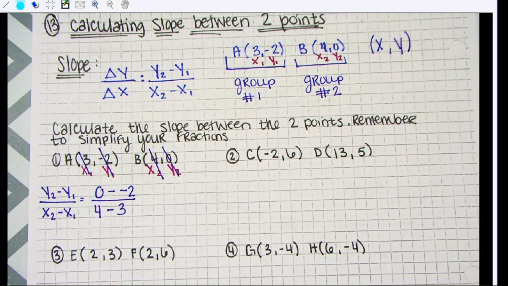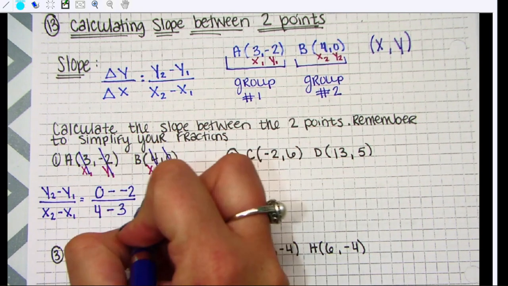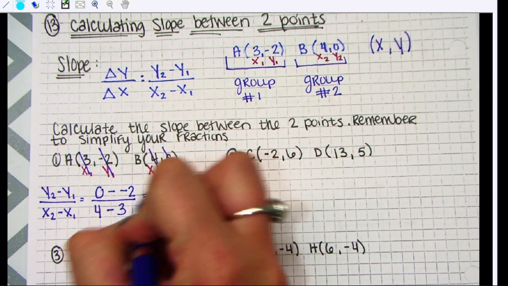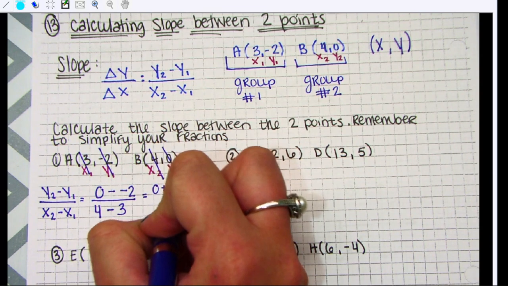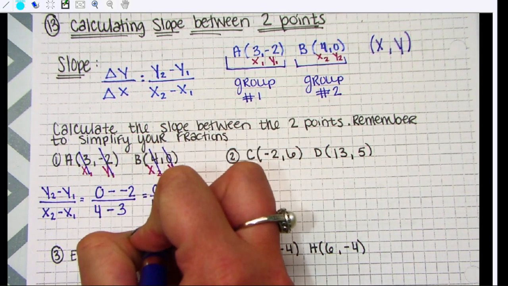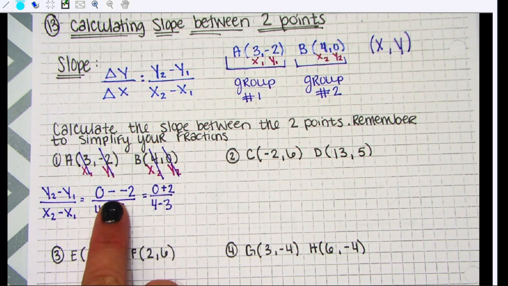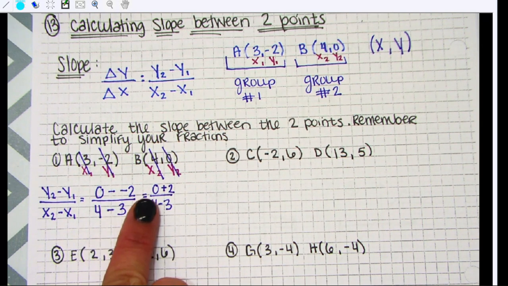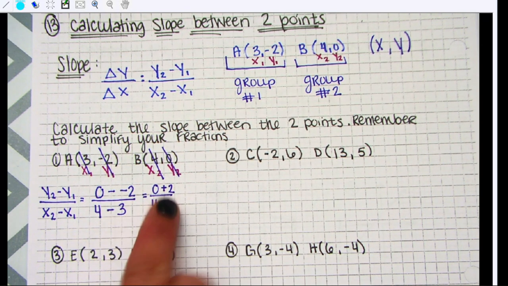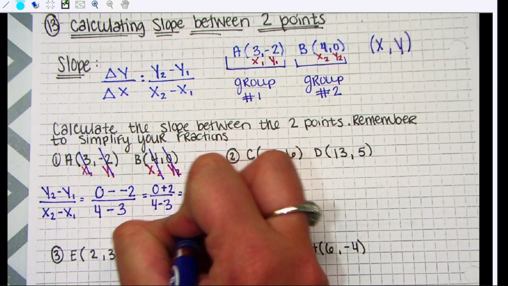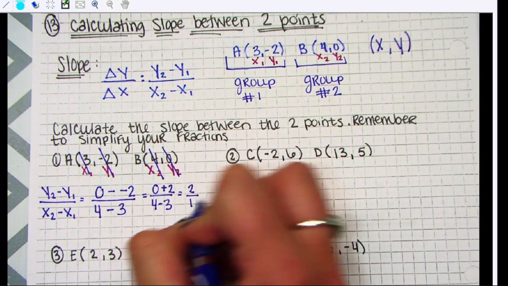All right, so Gabe said that changes to plus. The double negative will become plus, so you can either change it right here, but I will rewrite it. And now our fraction is 0 plus 2 over 4 minus 3. 2 over 1. Good job. So it is your choice. If you want to change it right here, you can. If you're not comfortable, just rewrite it. So 0 plus 2 is 2, over 4 minus 3 is 1.